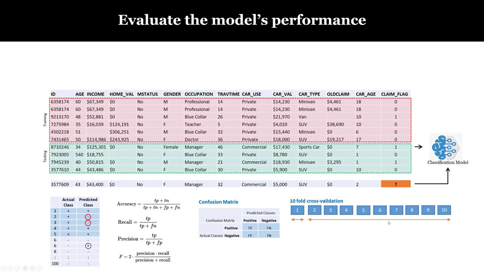And again, a confusion matrix could be used here in order to calculate the accuracy, recall, precision, and F-score.